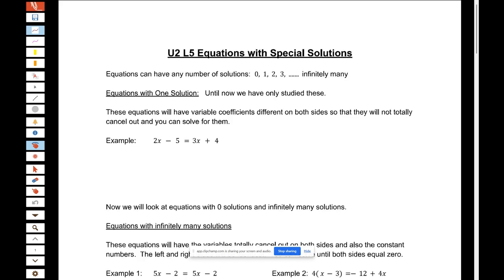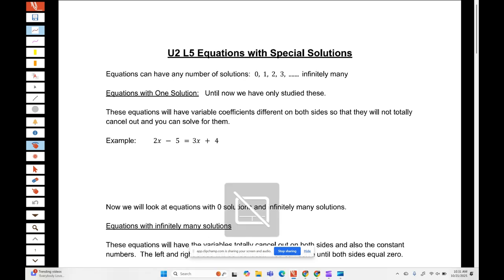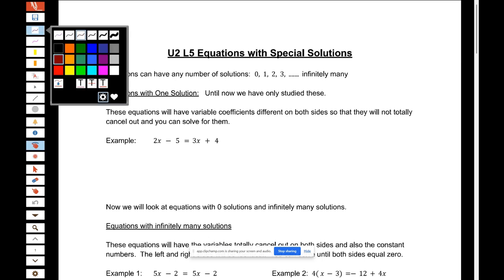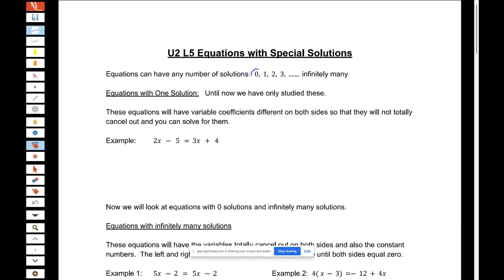All right, welcome to this video on equations with special solutions. Up to this point, you've only been solving equations that have one solution for the value of the variable, but it's truthful to say that equations can have any number of solutions. You can have equations that have no solutions, one solution, two solutions, three, four, five, up to infinitely many solutions. Now, in our eighth grade pre-algebra course, we are going to be focusing on equations that have zero solutions, one solution, and infinitely many solutions in this lesson.